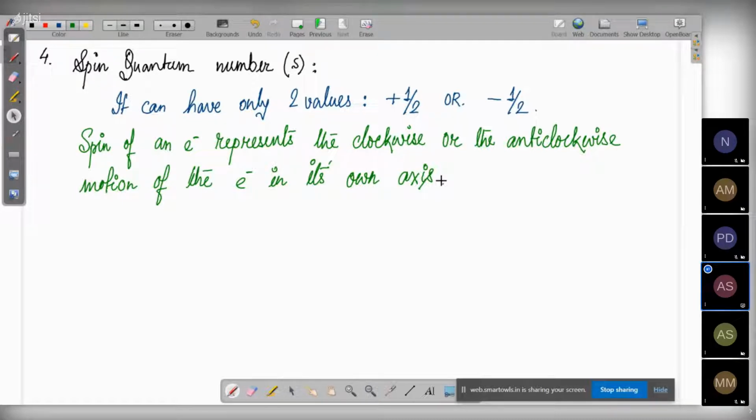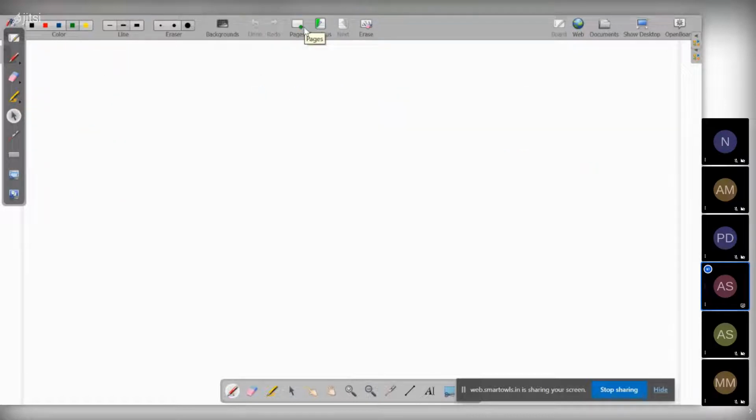Now we will learn three more rules and then we can write the electronic configuration. Basically the rules are just a guideline on how to write the electronic configuration. Now our topic will be electronic configuration of elements.